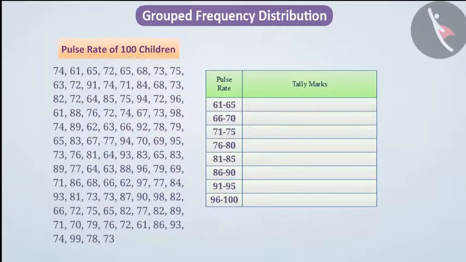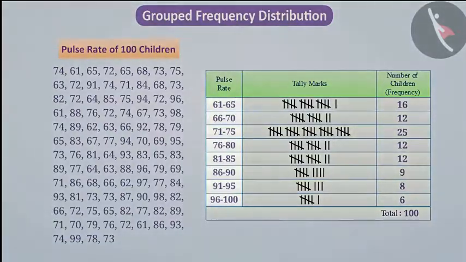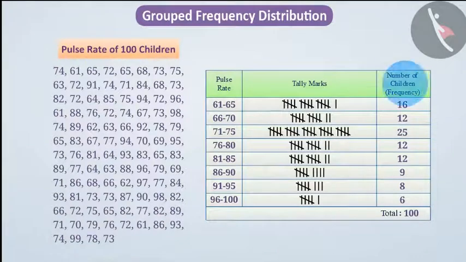The first number is 74, which will be included in the class interval 71 to 75. The second number is 61, which will be included in the class interval 61 to 65. Similarly, we will represent all numbers as tally marks. By counting the tally marks, we will know how much data is included in each class interval. That means, what is the frequency of each class interval?